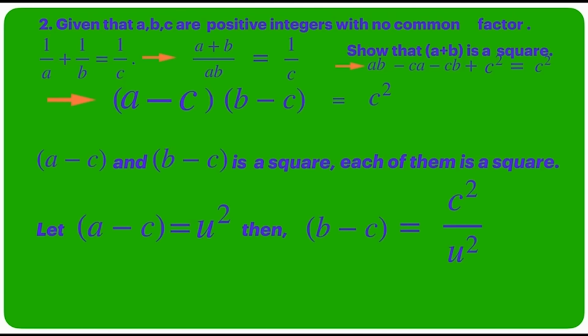and from this we can take the value of a and b, and then we can add a and b, because in the given question it is asked to show that a plus b will be a square. So now we can take the value of a and value of b, and then we can add, and we can see whether the value of a plus b will be a square form number or not. Now let us see for the value of a.